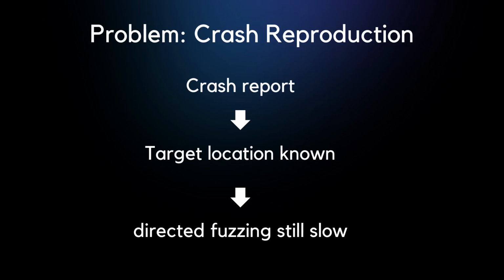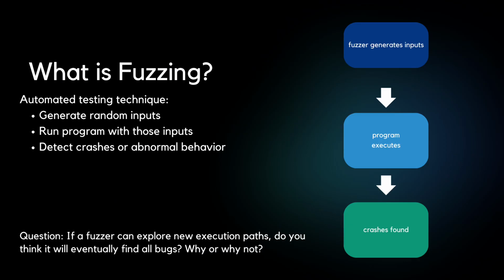The paper proposes a technique called Constraint-guided directed Greybox Fuzzing, which combines ideas from coverage-guided fuzzing and directed fuzzing to reproduce crashes faster. Before discussing the paper, let's briefly review what fuzzing is. Fuzzing is an automated software testing technique that generates large numbers of inputs and feeds them into a program in order to discover bugs. Typically, a fuzzer repeatedly performs 3 steps.